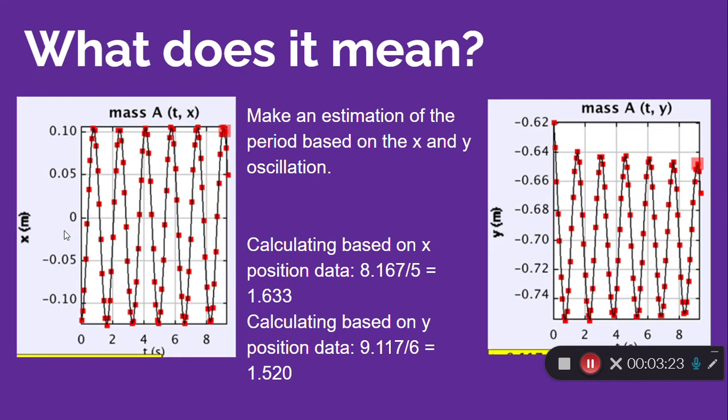So what does it mean? We had to make an estimation of the period based on the x and the y oscillation. So on the left you can see the x, and on the right you can see the y. So we calculated 8.167 divided by 5, which is equal to 1.633, and calculated based on y, we ended up with 9.117 divided by 6.